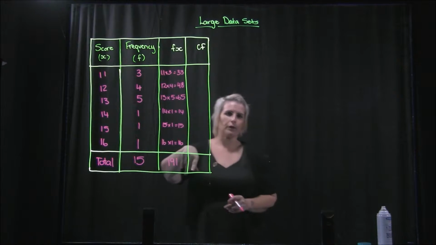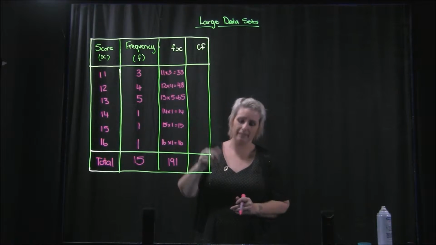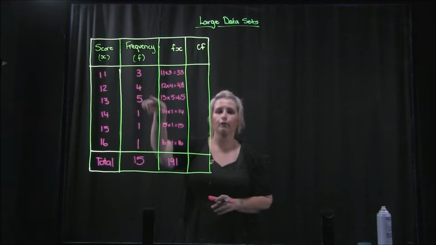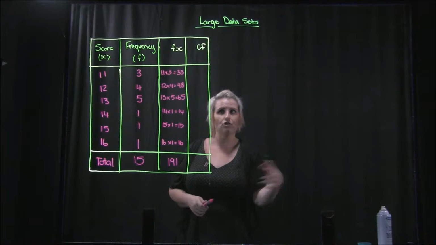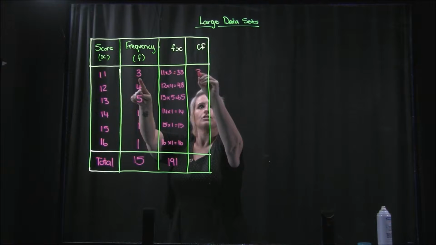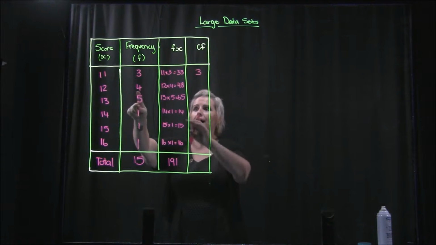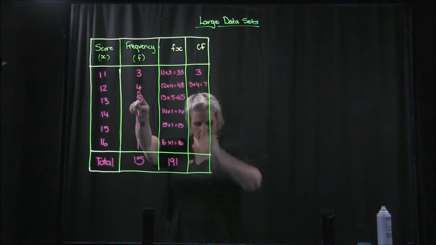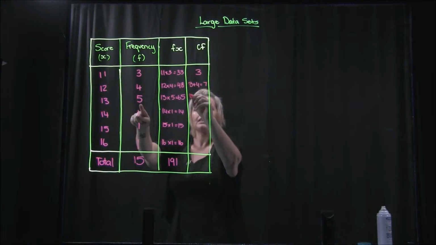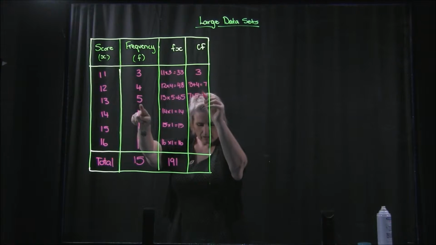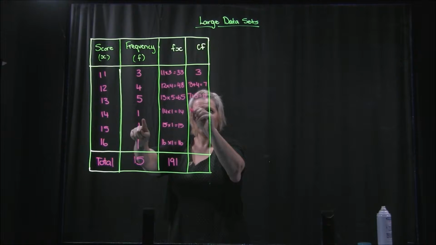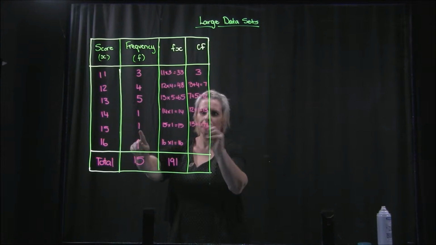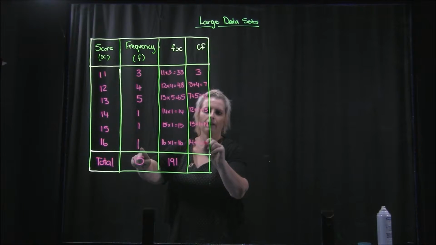The last one is the cumulative frequency column, and we really need this particularly for the median. So cumulative frequency means exactly that. It is the accumulation of frequency. So it just means that you add it on each time. So in the beginning, the frequency is just 3. But our next frequency is 4, so it'll be 3 plus 4, so 7. Then it's going to be 7 plus 5, so that is 12. Then 12 plus 1, 13. 13 plus 1, 14. And 14 plus 1, 15.